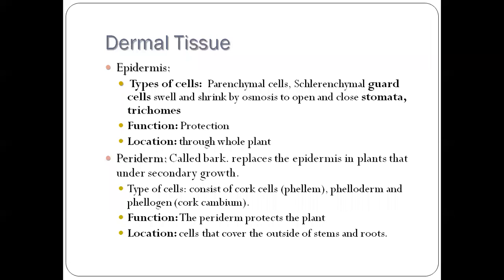We have the epidermis and the periderm. The epidermis has different types of cells: parenchymal cells, sclerenchymal guard cells, and stomata or trichomes. The parenchymal cells do not have chloroplasts. They secrete waxy substances which form the cuticle of the plant, the waterproof covering over the aerial parts or surface of the plant, such as the stems and leaves.